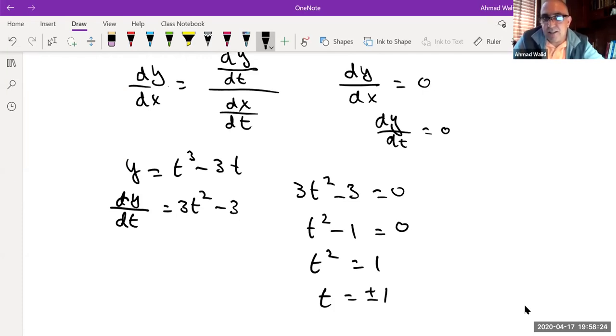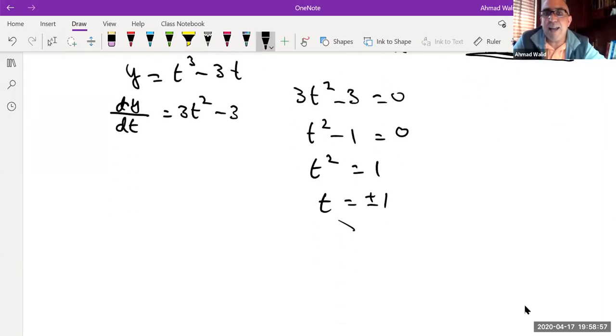They said to find the points where the tangent line to the function is horizontal. If the tangent line is horizontal, the slope should be 0. How does the slope become 0? It means dy/dx should be 0. When can dy/dx be 0? If the numerator is 0. What is the numerator? The numerator is dy/dt. Then dy/dt should be 0, and I found dy/dt, correct?